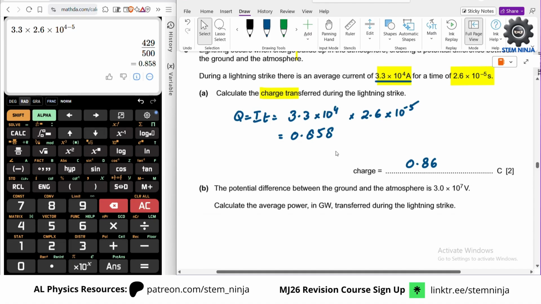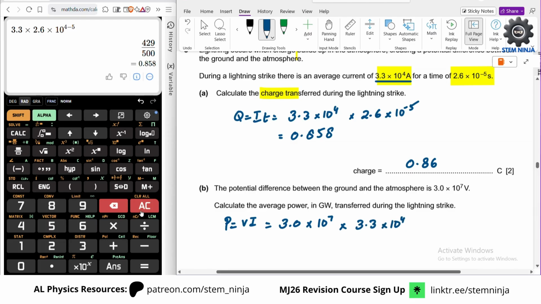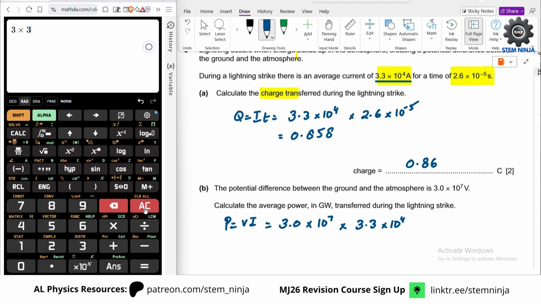The potential difference between the ground and the atmosphere is 3 10 raised to the power 7 volts. Calculate the average power in gigawatt transferred during the lightning strike. So power is VI. So potential difference is 3 10 raised to the power 7. I is 3.3 10 raised to the power 4. So 3 times by 3.3 times by 10 raised to the power 7 plus 4, which is 11.